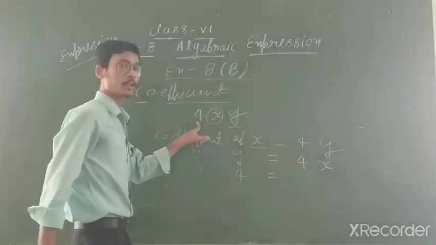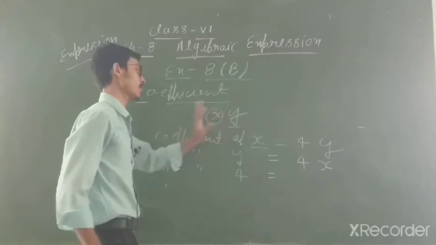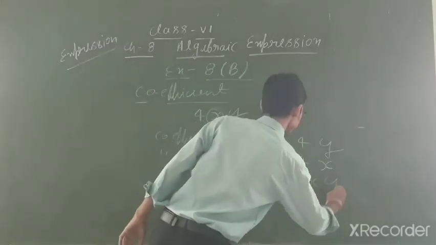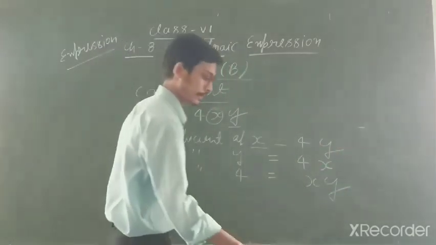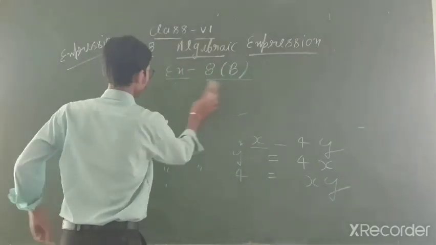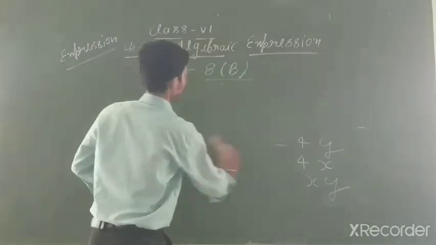Similarly, if you have to find out the coefficient of 4. Clear? So what you will do? You will leave 4 and write down the rest of them. The coefficient of 4 is xy. Clear student? I think this is clear to everyone. Now move to the question.